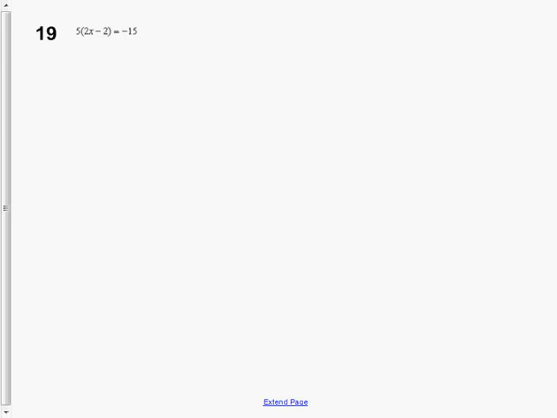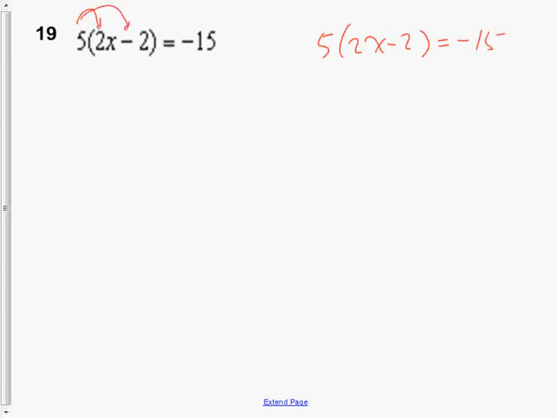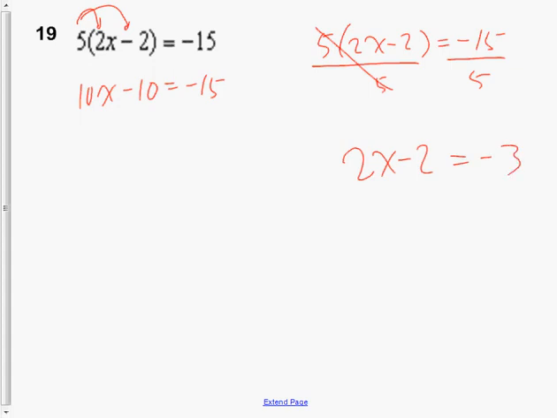Question 19 is your algebra question using distributive property. So the first thing to realize is I could do it two ways. I could solve it using distributive property, which means I would have to expand. So 5 groups of 2x would be 10x's, and 5 groups of -2 would be -10. So that's the first thing. Or I could divide both sides by 5 and have one group instead of 5 groups, equaling -3.